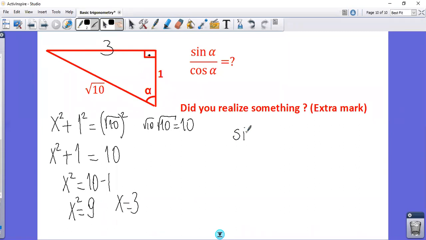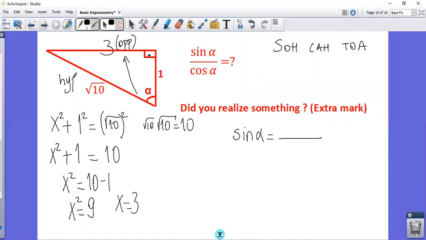Let's find sine of alpha. Sine of alpha is opposite over hypotenuse. So let's remember SOHCAHTOA. Sine is opposite over hypotenuse. Which side is opposite to alpha? 3 is opposite to alpha. And this is always the hypotenuse. The side opposite to 90 degrees is always the hypotenuse. So the last one must be the adjacent.